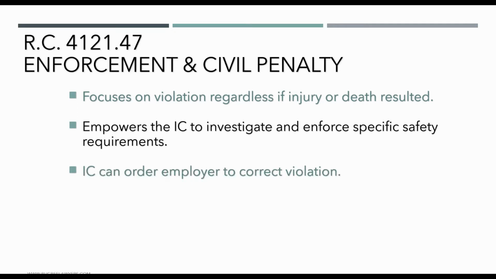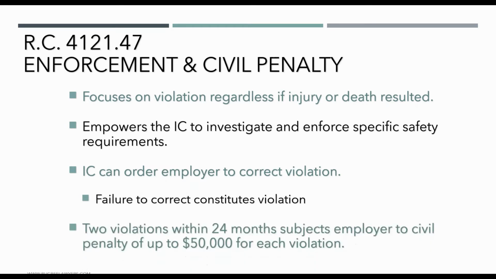And how it does that is the Industrial Commission can order an employer to correct a violation that it finds, and failure to correct the violation actually constitutes a violation. And so this statute really permits for a fine to be levied against an employer if in fact there are 2 or more safety violations within a 24-month period. And the fine is rather hefty. Maximum amount is $50,000 for each violation.